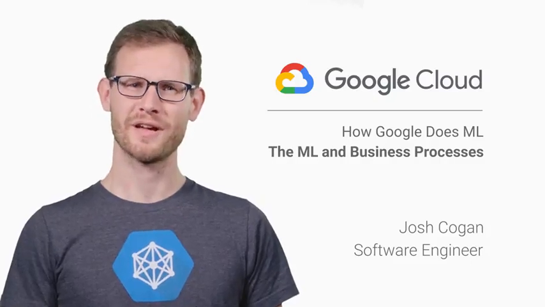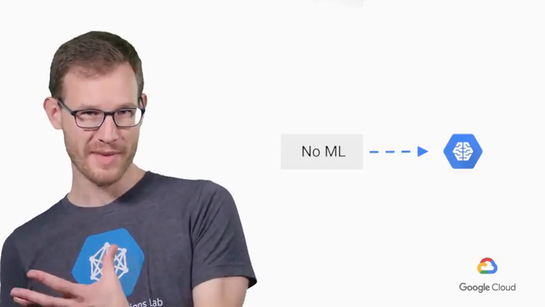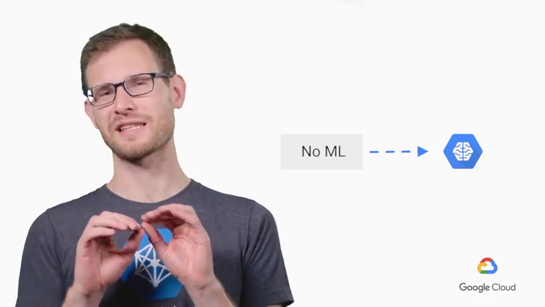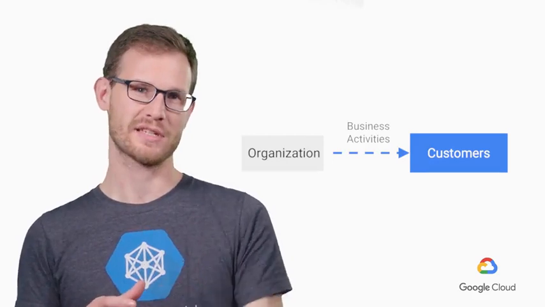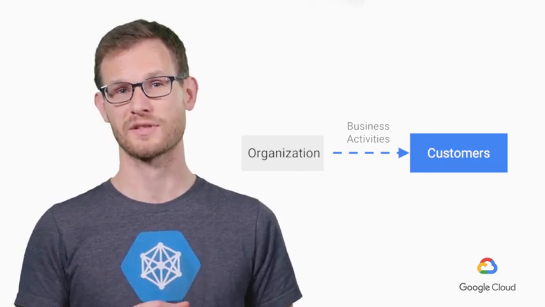In this lecture, we're going to talk about ML and business processes. So when we think about how we're going to get from a no ML to ML solution in our organization, this path, I really want us to think about the evolution of a business process. And here, when I say a business process, I'm talking about any set of activities a company must do directly or indirectly to serve customers.